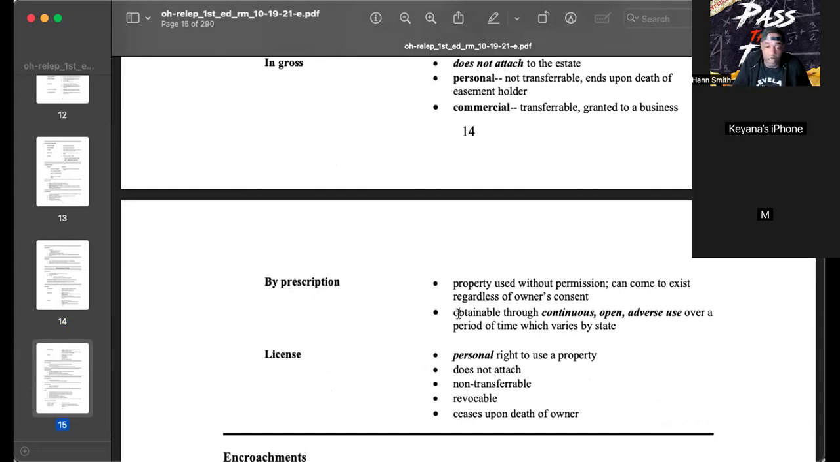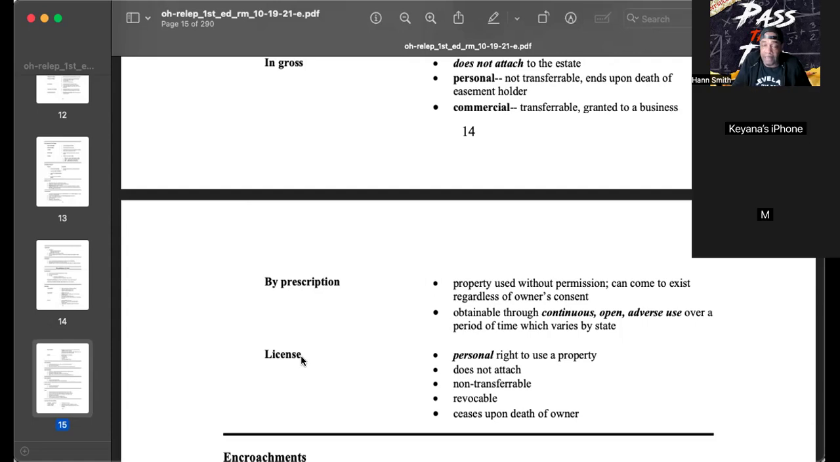This is what we call adverse possession, which means that a person used the property, with or without permission, and took care of it, though they did not own it, for a period of 21 years in Ohio.